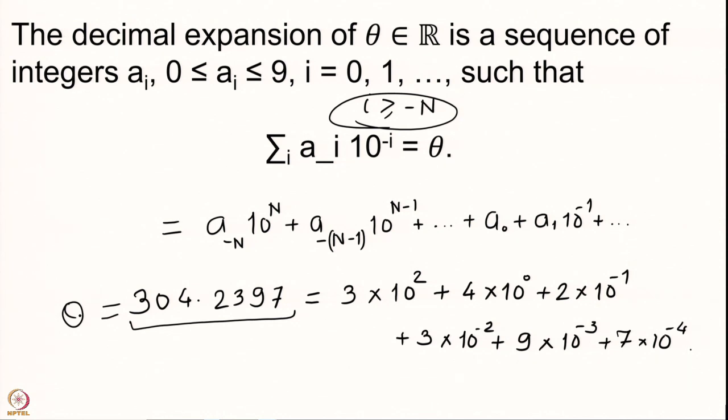Then once you have found a sub interval of length 1 by 10, you divide that sub interval into 10 equal sub intervals. That would give you the next decimal number in the expansion, and so on. So, this is the way we would construct the expansion, the sequence.